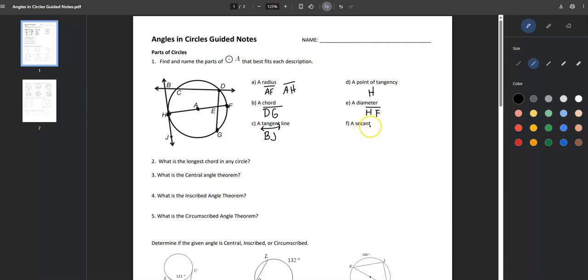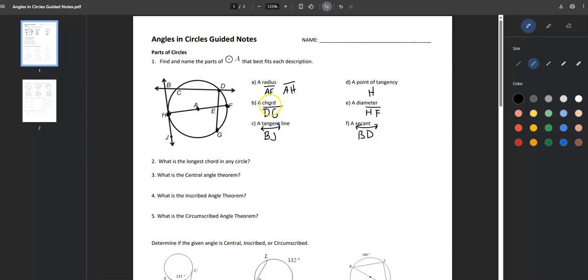And then a secant is a line that cuts through the circle that keeps on going. So it's a lot like a chord, but it keeps going. So this would be like the line BD. And again, we're going to put these arrows that denote that it's going to keep on going from that. That's a secant. So again, radius is from the center to the outside.